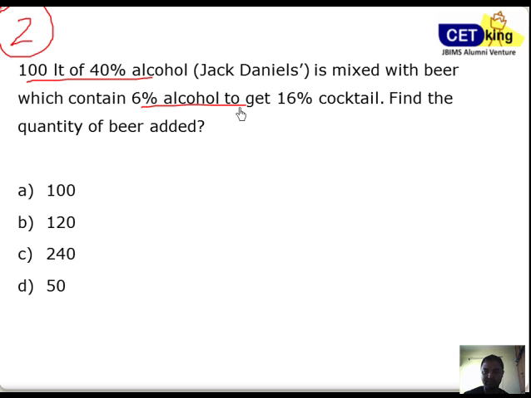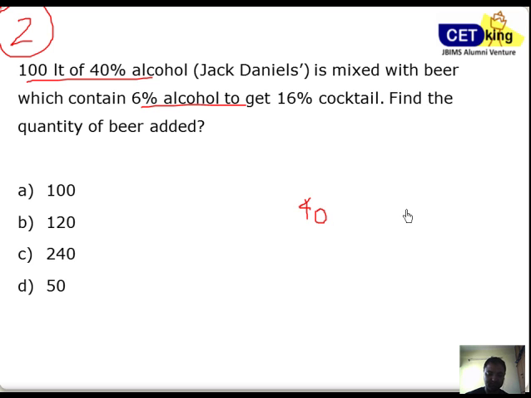By the way, never mix hard drinks with a soft drink or a beer. You'll have very bad experiences. Don't mix both things. Alright, if I mix them to get 16% alcohol, what is the ratio in which they are mixed?